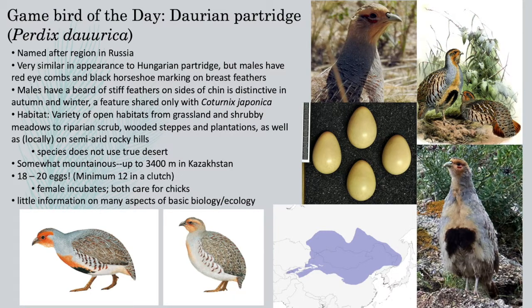And as far as breeding goes, they lay anywhere between 18 to 20 eggs. The minimum found is usually 12. The female incubates the eggs alone, but both the male and the female care for chicks.